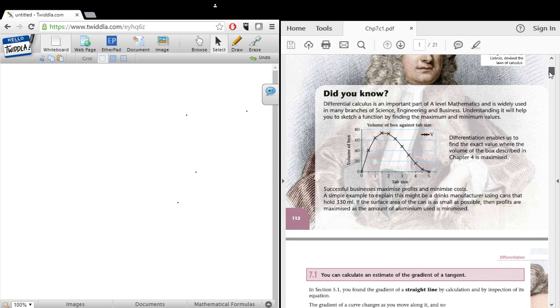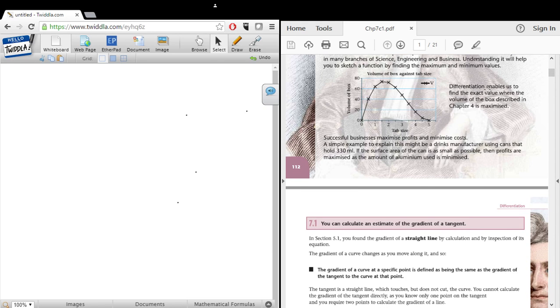Did you know differential calculus is an important part of A-level mathematics, as we've already mentioned before? Differentiation enables us to find the exact value where the volume of the box described in chapter 4 is maximized. Successful businesses maximize profits and minimize costs. A simple example might be a drinks manufacturer using cans that hold 330 milliliters, which is your conventional drinks can capacity. If the surface area of the can is as small as possible, then profits are maximized as the amount of aluminium used is minimized.